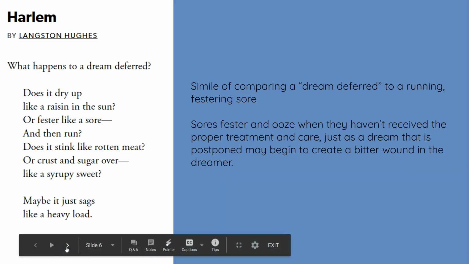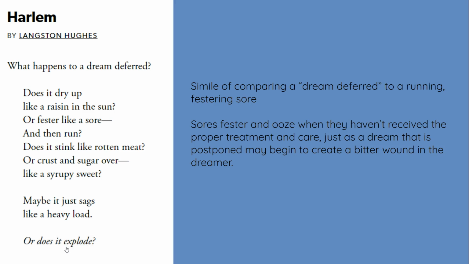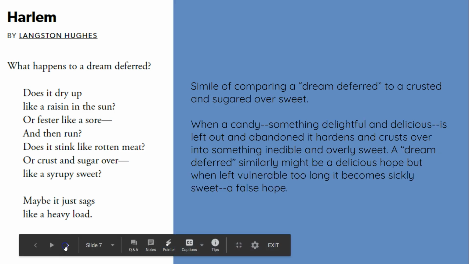The next simile that we see is comparing a dream deferred to a running, festering sore. This seems like an important image. So to unpack this, we would think about what do we imagine when we imagine a sore? Well, sores fester, they ooze, and they do that when we haven't taken care of them, when they have been neglected. So in the same way, a dream that has been neglected or postponed or hasn't received the proper care and treatment is also going to create a bitter wound in the dreamer, his or herself.